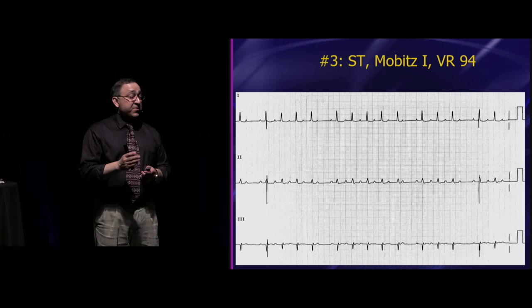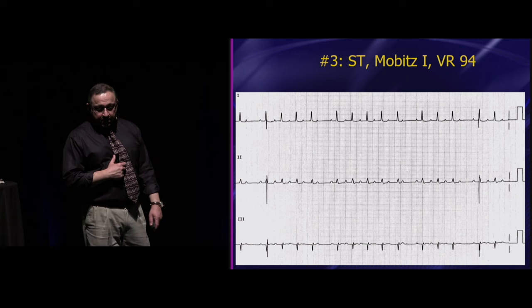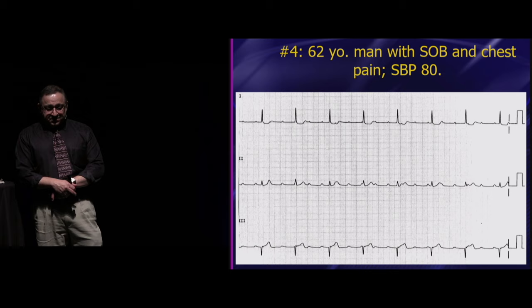Dehydration, what did she come in with? Nausea, vomiting, malaise, maybe she's just got a gastroenteritis and is dehydrated, all right? Okay, number four, 62-year-old man with shortness of breath and chest pain, darn, blood pressure's 80 once again, all right? You got three more rhythm strips.